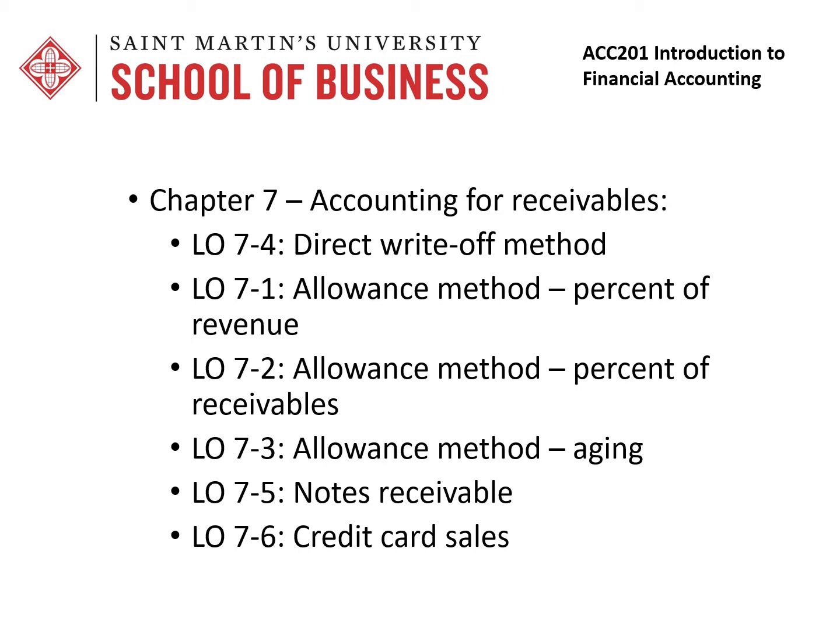So in this portion, I'm going to talk about receivables in general, different types of receivables. I'm going to give you some tips about how you can possibly avoid having bad debts or having to write off your receivables. And I'll talk about the direct write-off method and then give you an introduction into the allowance method. And then on the next lecture, I'll talk more about different estimation methods, percentage of revenue, percentage of receivables, and the allowance method using the aging. And then I'll talk about notes receivable and credit card sales as well. That'll be in the Part 2 lecture.